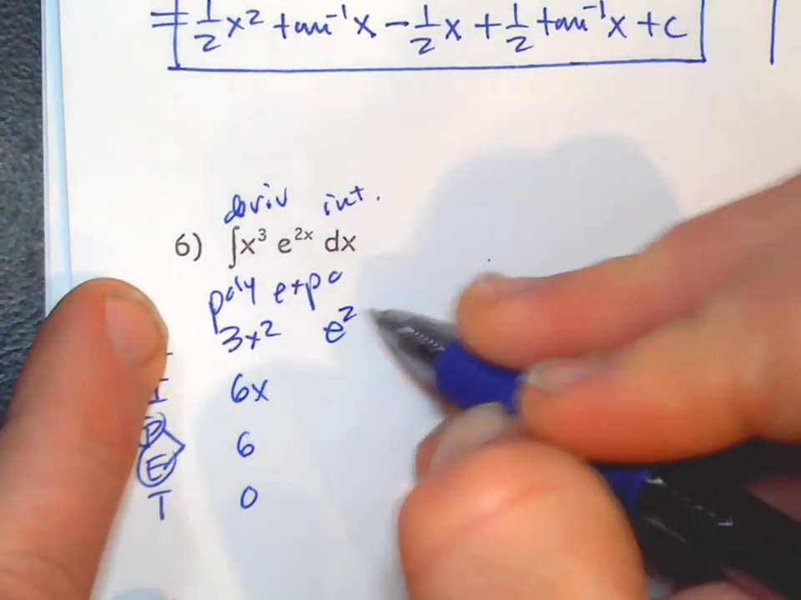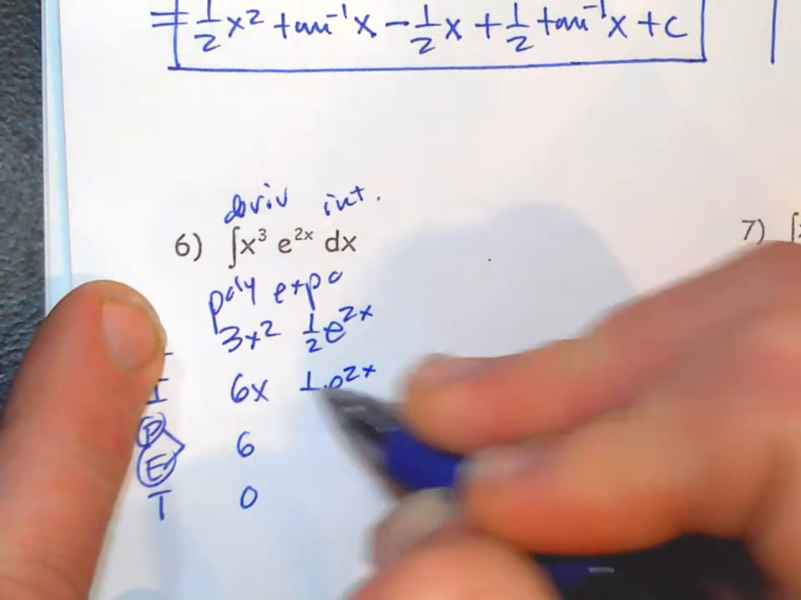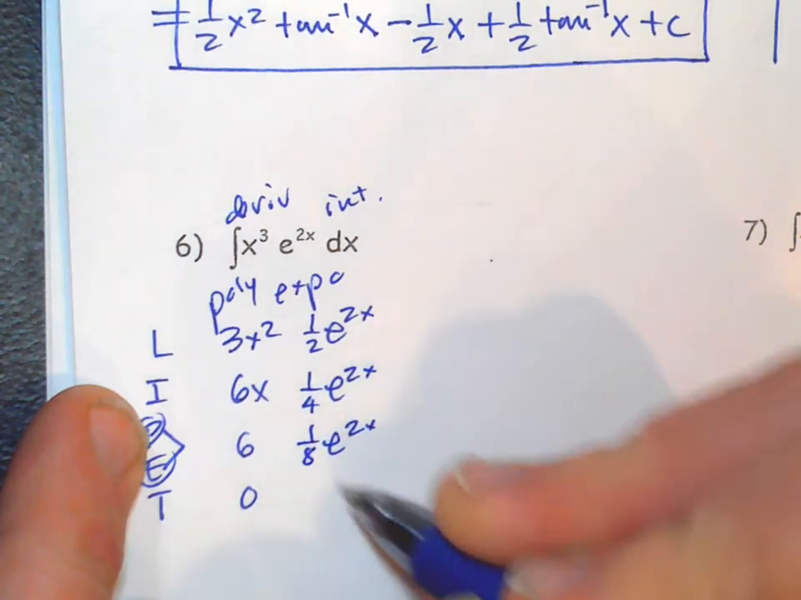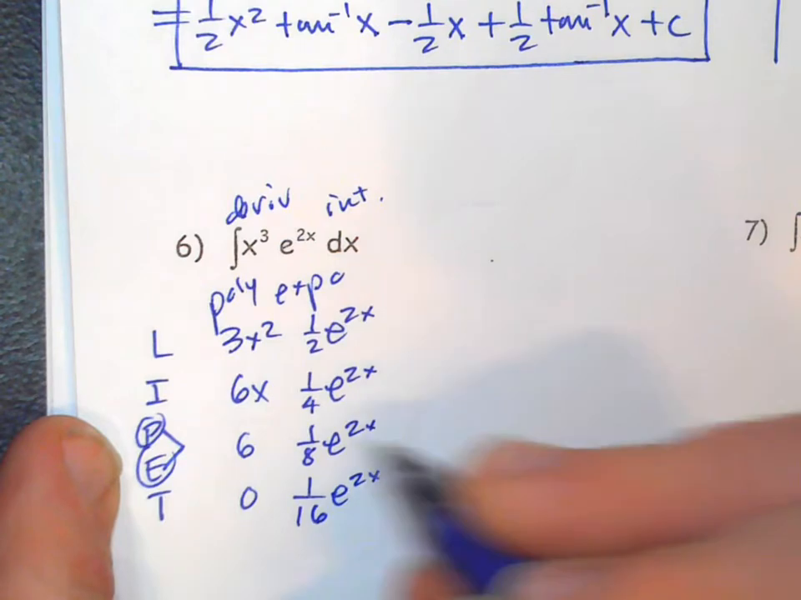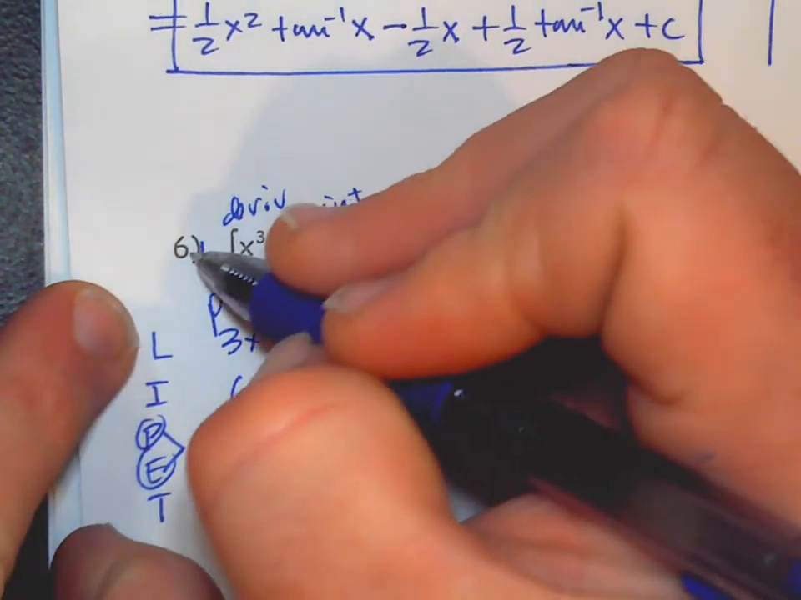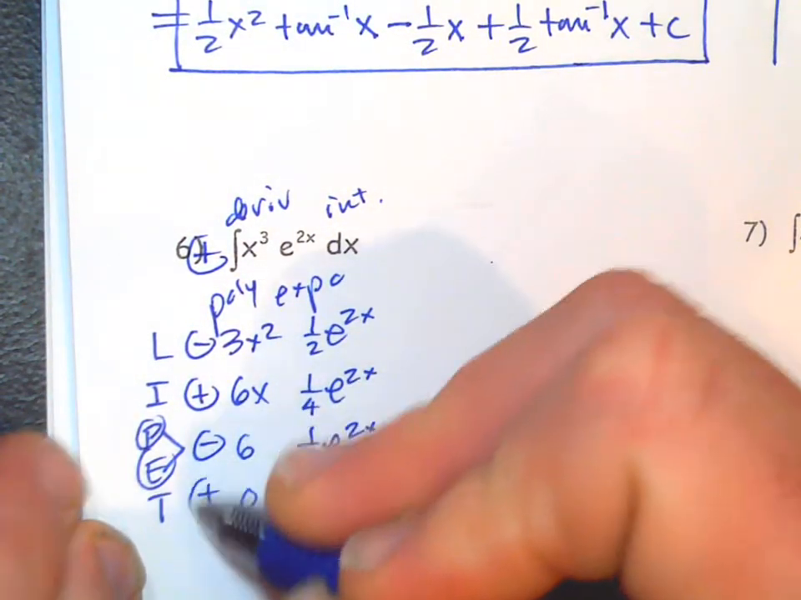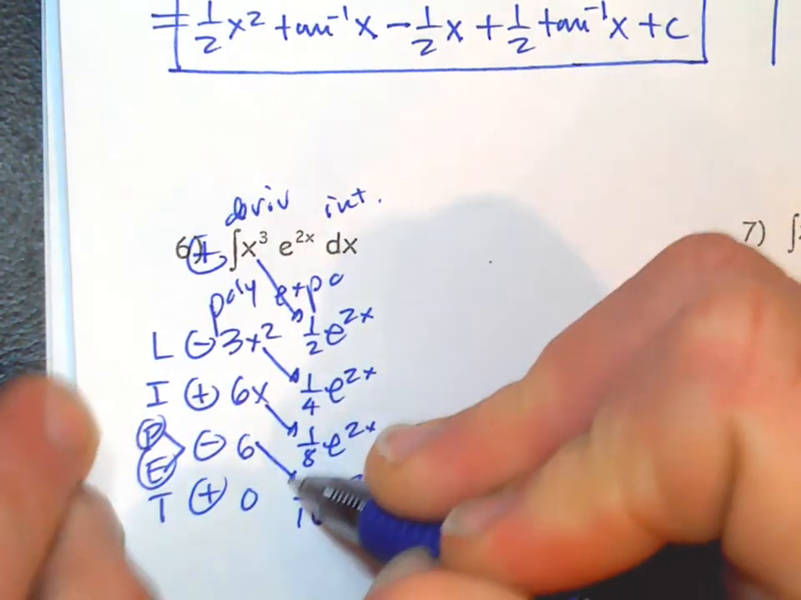It's going to be e to the 2x, but you need a 1/2 in front. Then e to the 2x with a 1/4 in front, then a 1/8, then a 1/16, because of the whole chain rule thing, you have to reverse it. Positive, negative, positive, negative, positive, diagonal, tic-tac-toe.